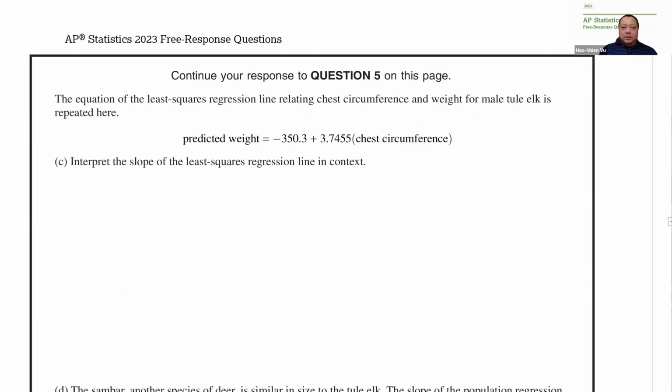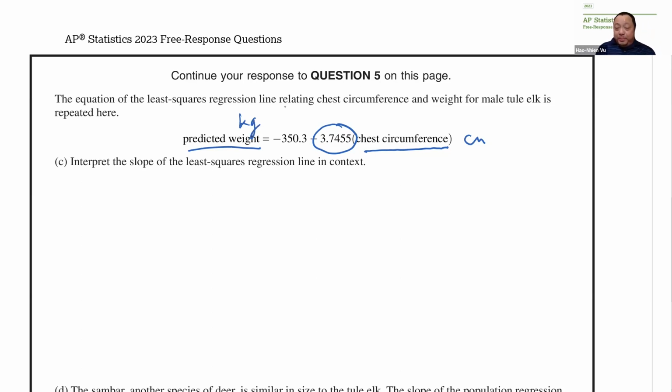Part C, interpret the slope of the least squares regression line in context. So here's the slope, and the slope in algebra means that for every extra 1 in x, that's how the y value is moved. So x here is the chest circumference. Y here is the predicted weight. So for every extra 1, in this case centimeters, in chest, we expect the tule elk to have 3.7 something extra kilograms in weight.